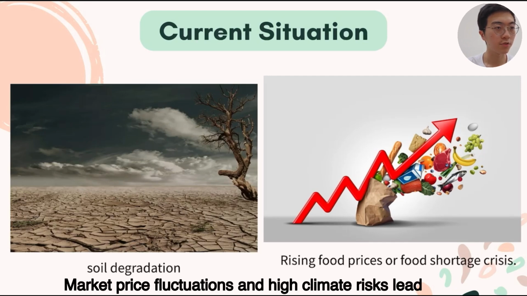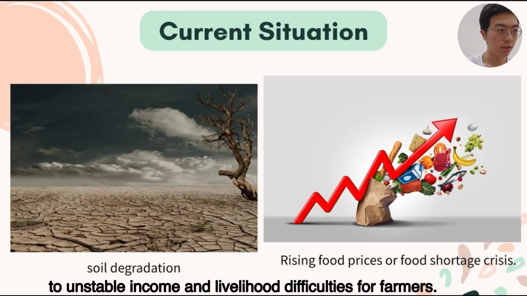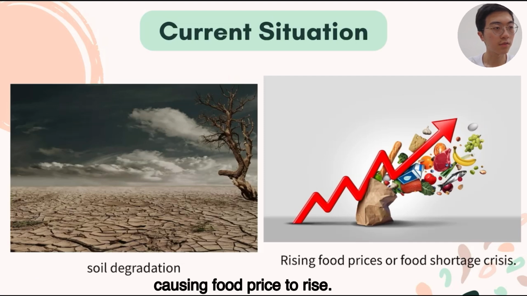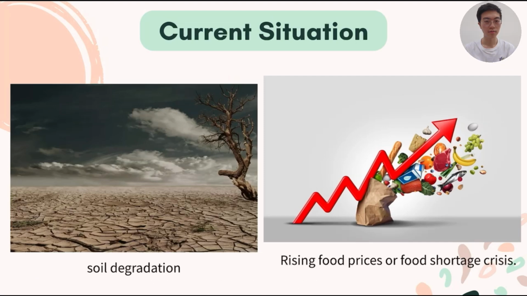Market price fluctuations and high climate risks lead to unstable income and livelihood difficulties for farmers. This then led to fewer and fewer farmers investing in the industry, causing food prices to rise.